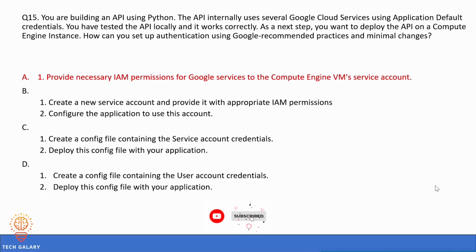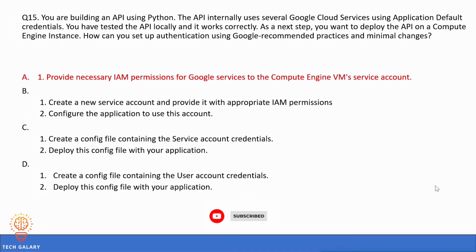Provide necessary IAM permissions for Google services to the Compute Engine VM's service account. Let's take a look at other options, why they are not correct. Option B. Create a new service account and provide it with appropriate IAM permissions. Configure the application to use this account. Creating a new service account is not required for this scenario.